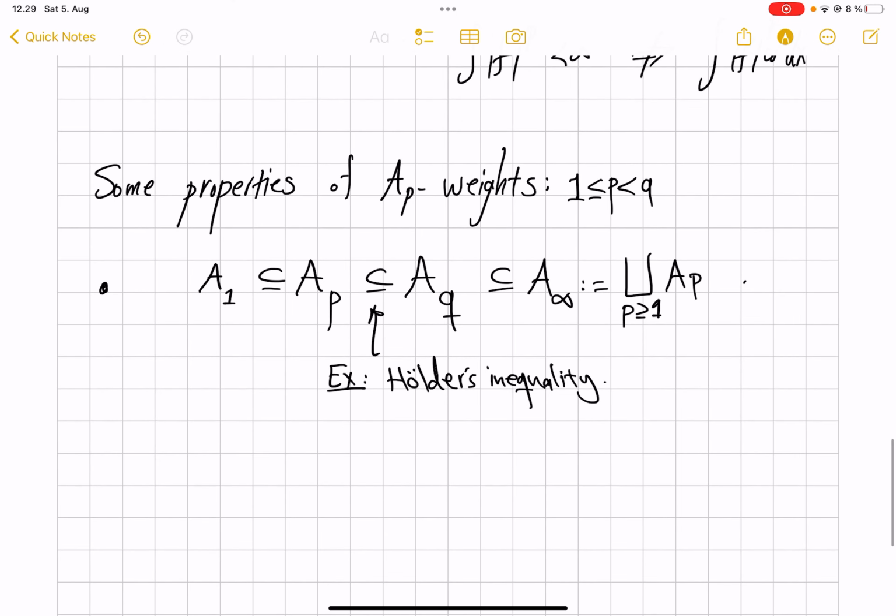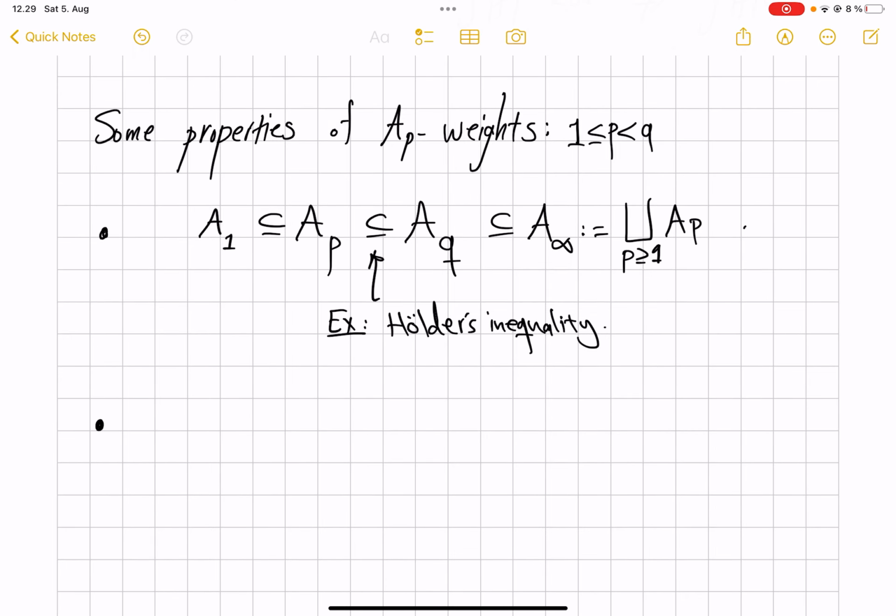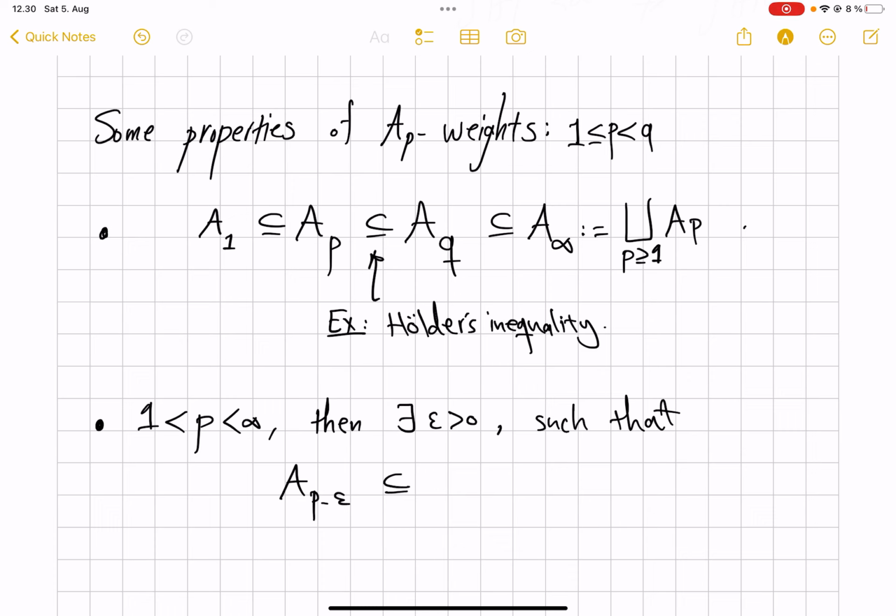The much more difficult theorem is that if p is strictly bigger than 1, then, let's also exclude infinity, there exists some epsilon positive, which depends only on p, such that A_{p-epsilon} includes A_p. So this direction is already included in the first bullet point. If you increase this p, you get a larger class. But the interesting part is that you can also go backward.